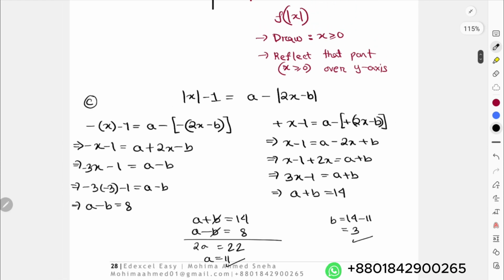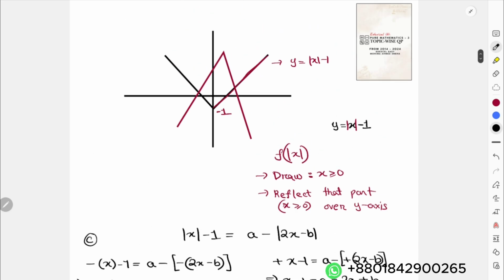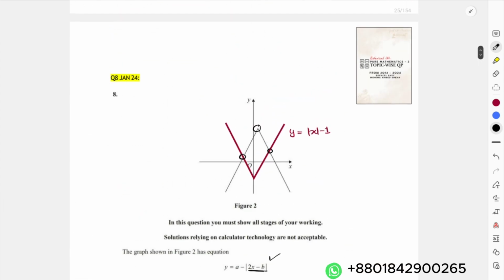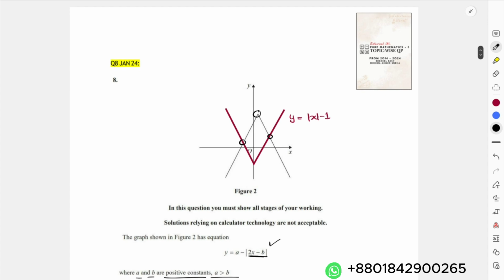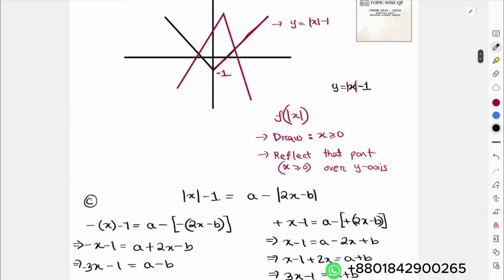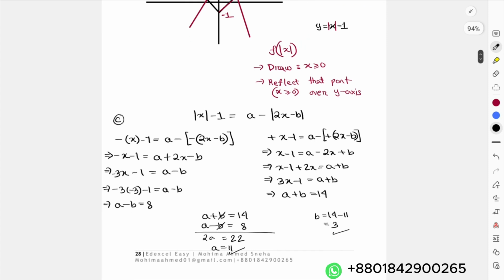And this is it. We are done with this question, which is Jan 2024, question 8. So we're done with, I think, all the questions from Jan 24. We will then move on to your June 24 questions.